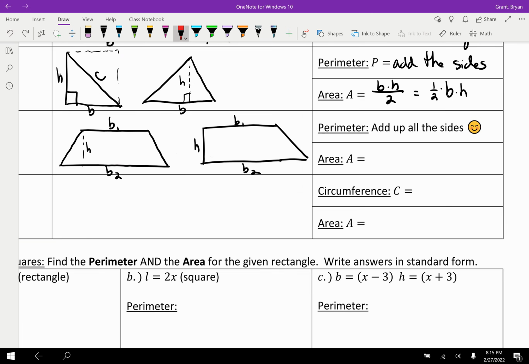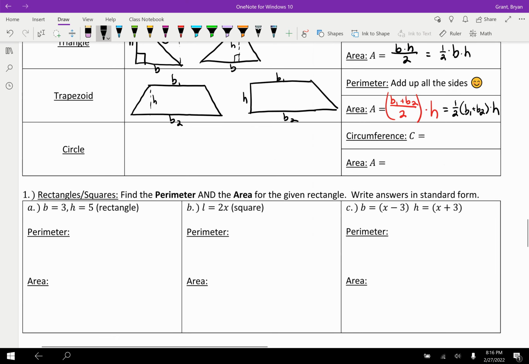So the area of a trapezoid is base times height. However, to make the bases the same, we do base 1 plus base 2 divided by 2. That's going to give us an average base. And then we multiply by the height. It's base times height. Sometimes people will take this 2 and they'll move it out front and they'll say 1/2 of base 1 plus base 2 times the height as well.